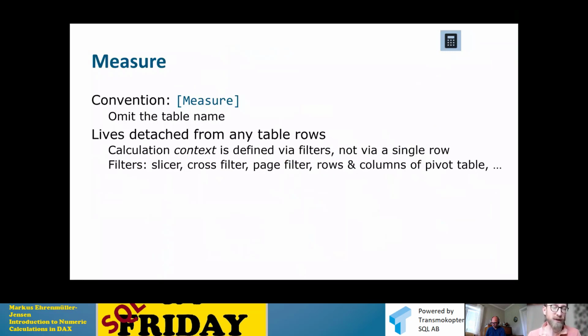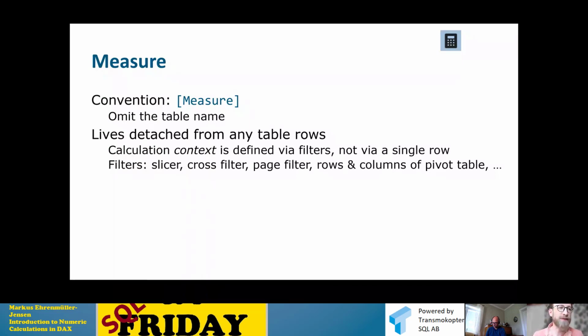It's living outside of the model, and let's take a look at the whole model from the outside. That means we have one formula for the measure, but the result is influenced by what the model looks like currently. So there could be different filters. There's a context for the measure. There could be filters on slicers, on cross filters. There could be a page filter, rows and columns of a pivot table. So in one column, I only see the values for January, and in one row, I only see the red or the blue products.